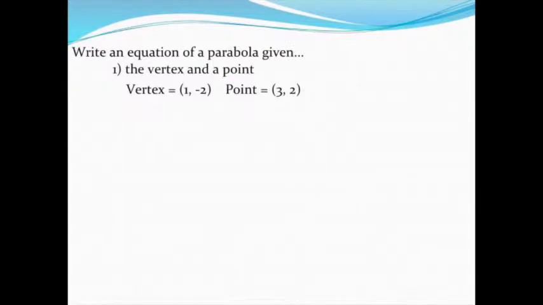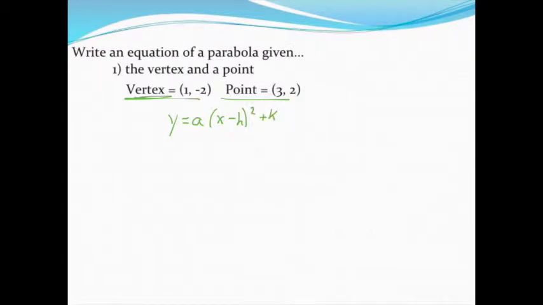So for our first example, I'm given 2 points. I've given the vertex and I've given a point somewhere on the parabola. Because they've given me the vertex, no surprise, we're going to use vertex form. If you recall, vertex form was this: y equals a times (x minus h) squared, and then plus k.